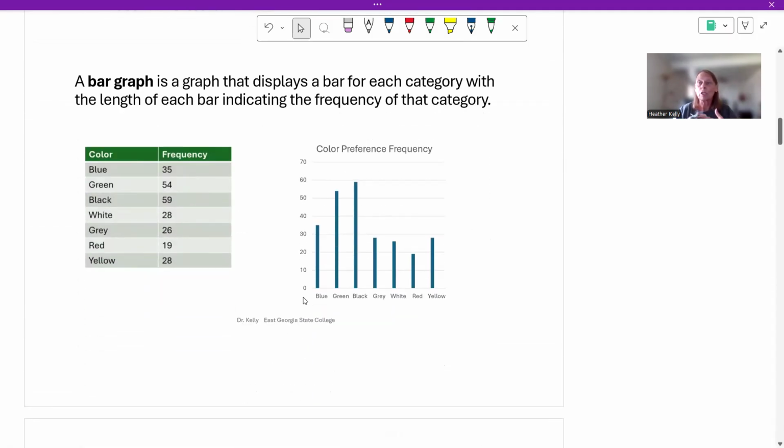Oftentimes, frequency tables are described using a graph called a bar graph. A bar graph is a graph whose bars are not touching. Each individual bar stands on its own. It doesn't sit next to another bar, particularly touching it. And for each category, there is a particular bar. You can see here that we've got blue going up to like 35, and there's a frequency of 35. And if we look here at red at 19, we go over to red and it's just below 20 at 19. So that's a bar graph.